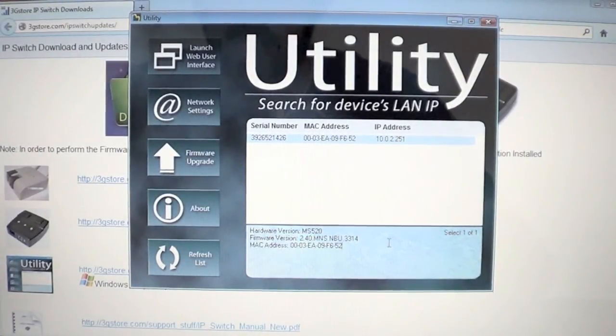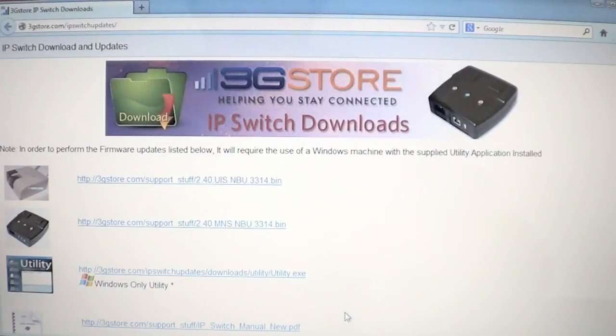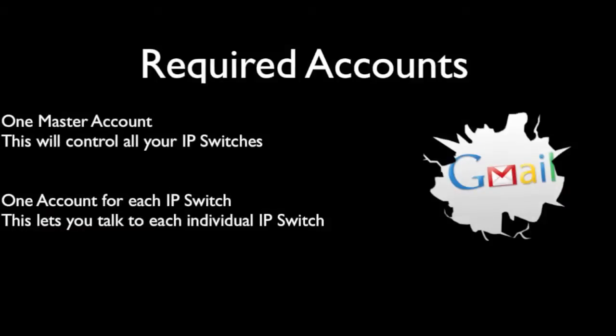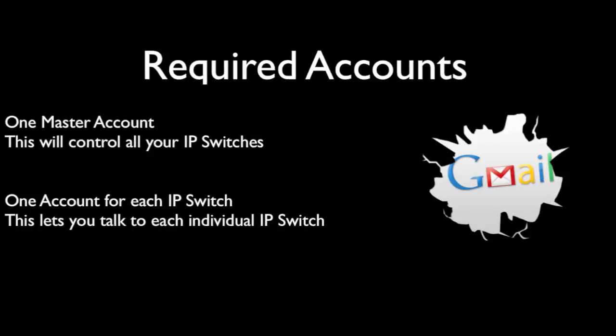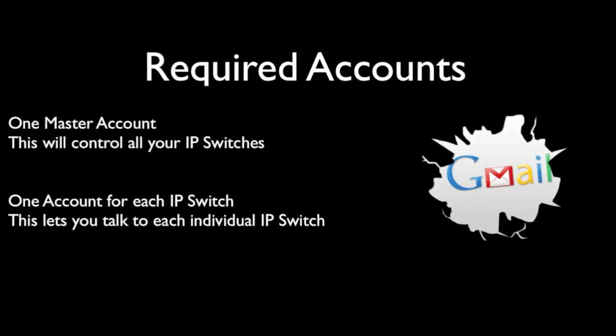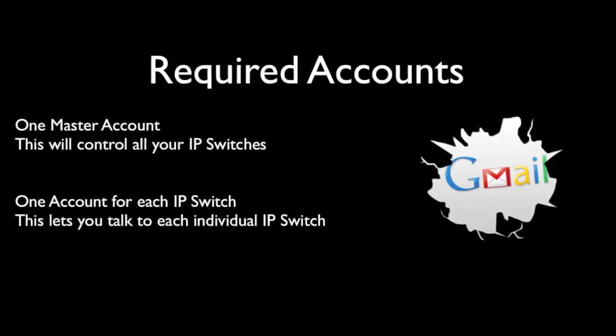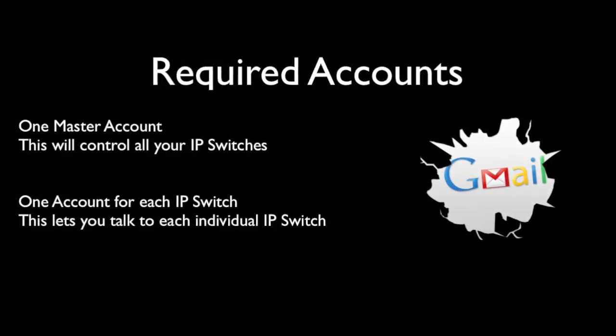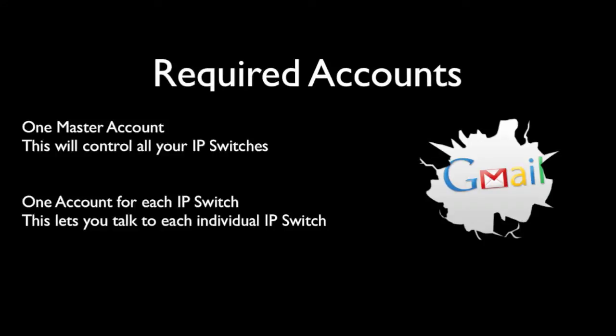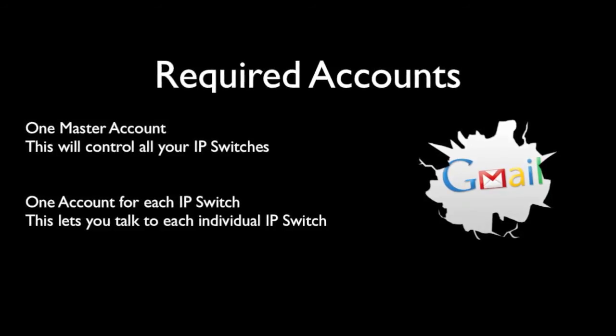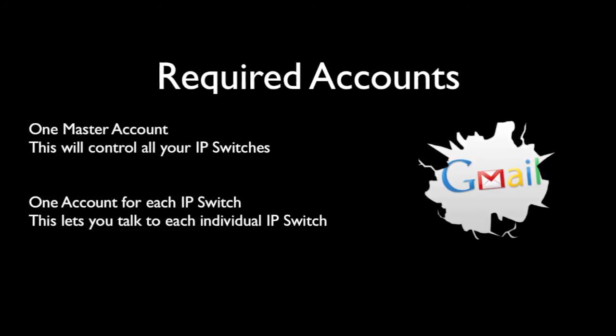Now that the IP switch is set up and ready to use Google Talk, there are a couple other requirements. You will need two separate Gmail accounts, a master account to control all of your IP switches with, and each IP switch you have is going to require a Gmail account of its own. You can use your existing Google account or create new ones. Just go to gmail.com and create new accounts, and you're going to be ready to go.